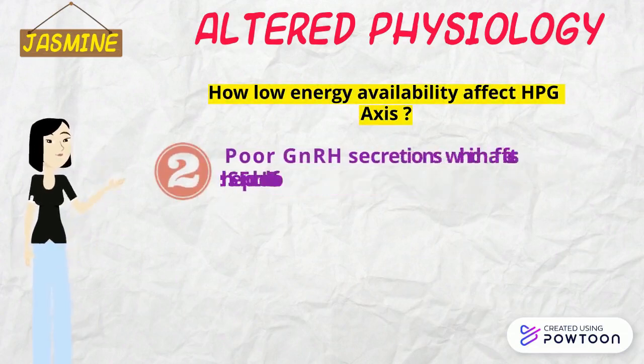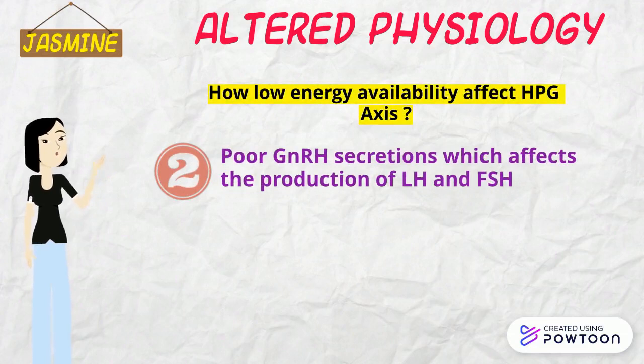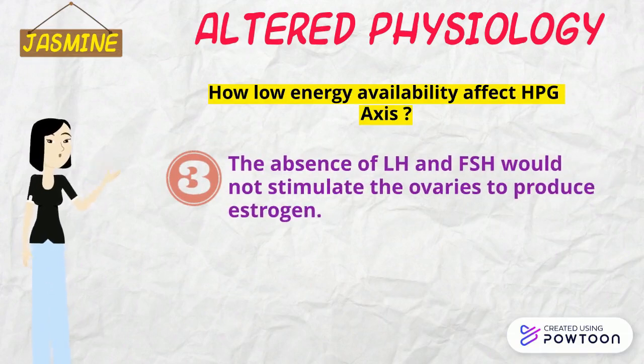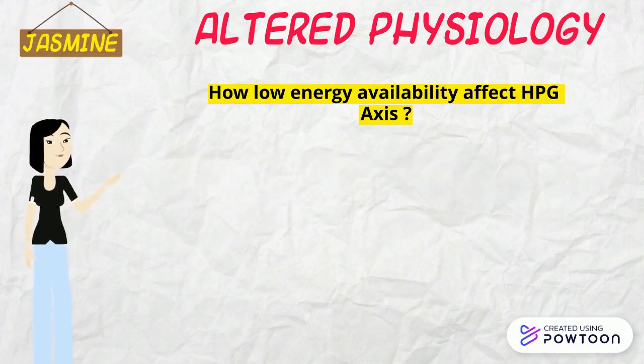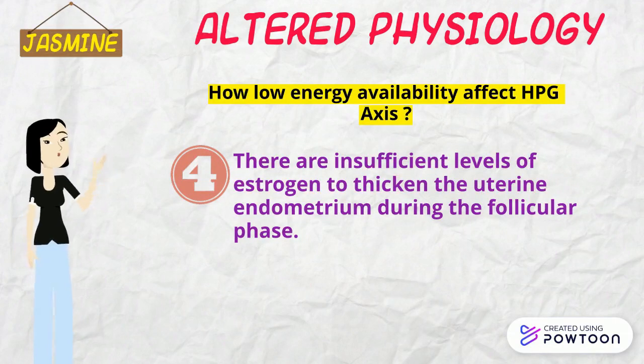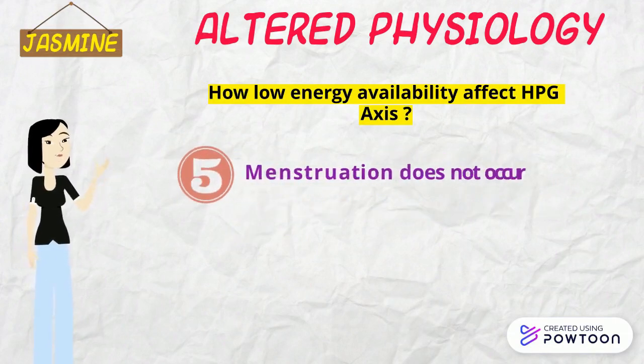The low levels of kisspeptin result in poor GnRH secretion, which affects the production of LH and FSH. The absence of LH and FSH will not stimulate the ovaries to produce estrogen. There are insufficient levels of estrogen to thicken the uterine endometrium during follicular phase. Menstruation does not occur.